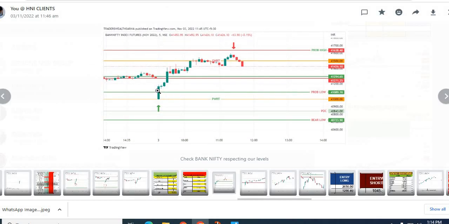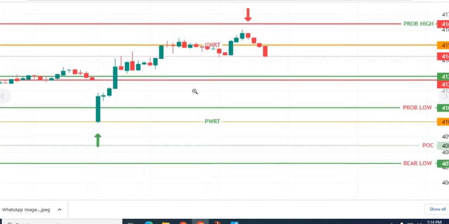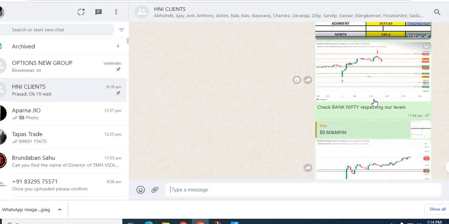So it means you can buy a call option as soon as you see a green candle closing above this probable low. You can go for call options in the money, at the money, or else away from the money, like a 41,500 call option or something like that, at 9:15, 9:20 itself. With the help of these lines, you can easily track Bank Nifty or Nifty, and they are very helpful for intraday trading.